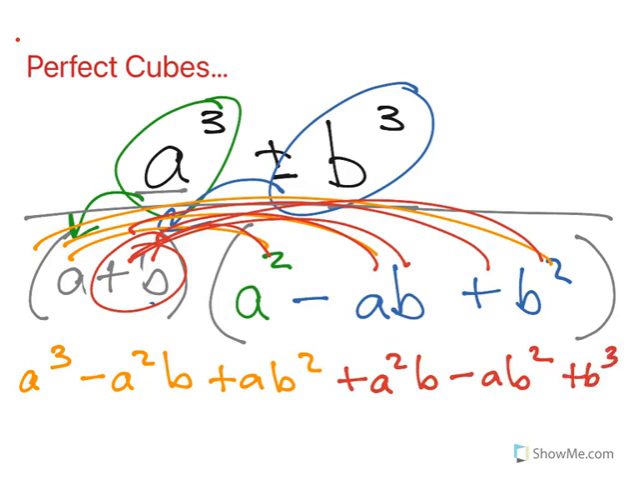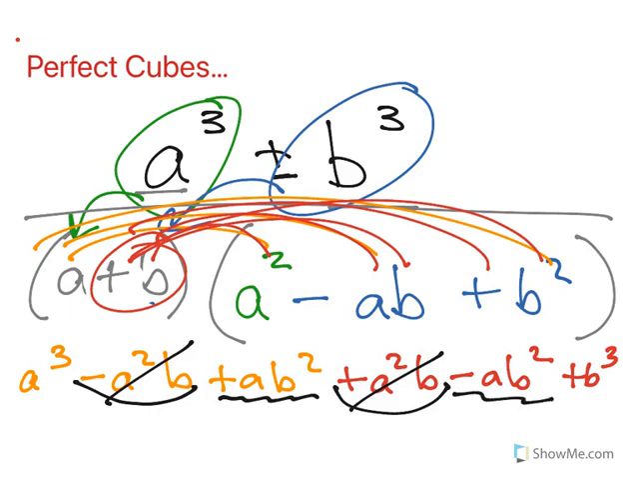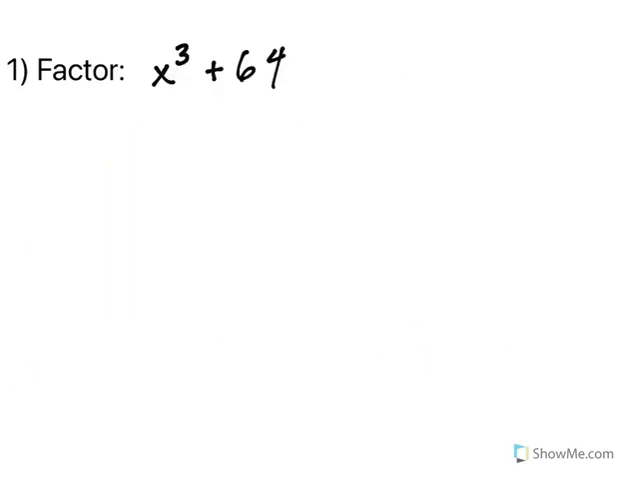Now this works because I have a negative a squared b plus a squared b. Positive ab squared minus ab squared. And I'm just left with a cubed plus b cubed. So that is why this formula works. Now let's go ahead and factor some of these. It does help to know what the perfect cube is.